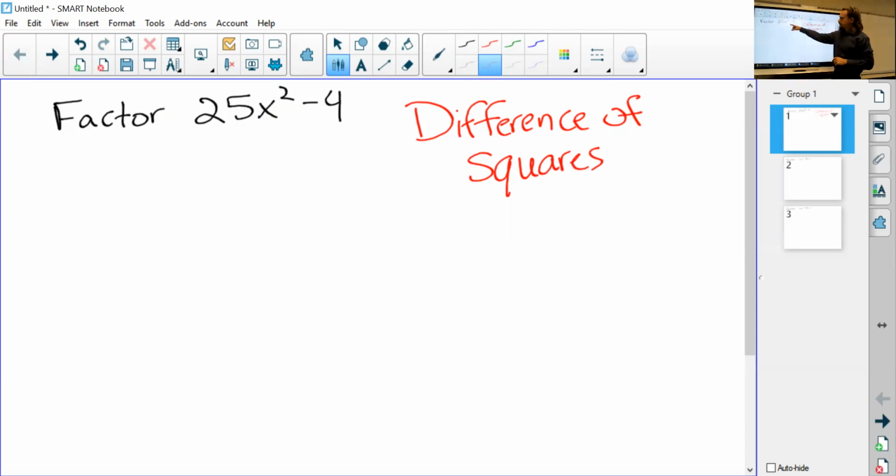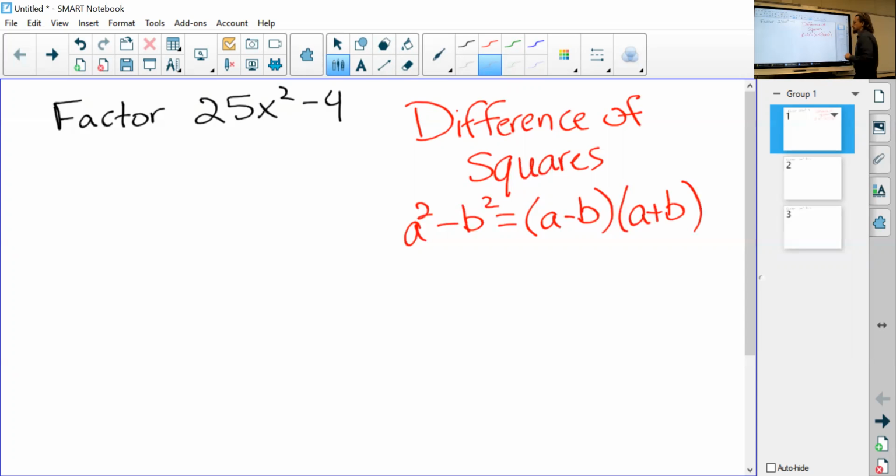This is only true if both of your terms are perfect squares and there is no middle term and they're being subtracted, hence the name difference of squares. So if that's the case, our rule is we have a squared minus b squared. Then when we factor it, we're going to have a minus b times a plus b. Okay? So all we need to do is take the square root of both sides to get a and b.